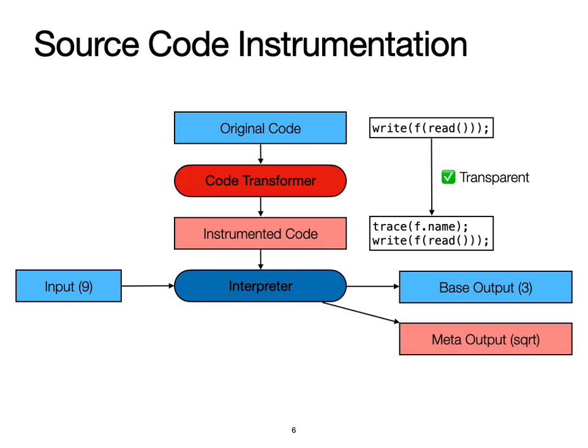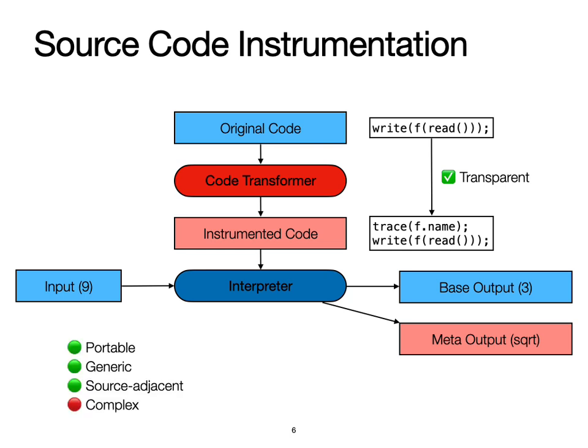Rather than executing the original code, the interpreter now executes the instrumented version. In this case, the instrumentation traces the name of the function f, which is normally private to the execution. And this instrumentation is transparent because it does not modify the baseline execution.